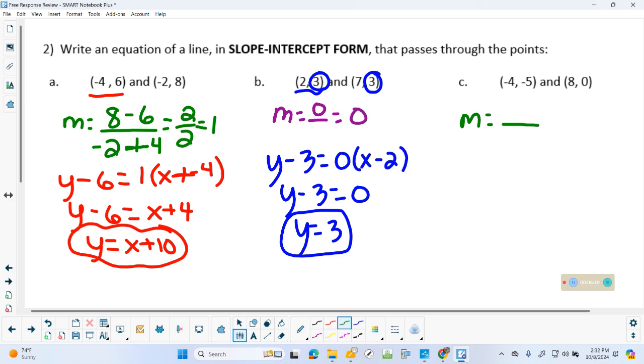It's not nice. Hey, you know I love a fraction. 5 over 12. Delio's right, you should get 5 over 12. Now, are either of the ordered pairs the y-intercept? No. I was like, oh, 0. Then I was like, wait a minute. That's the x-intercept, not the y.